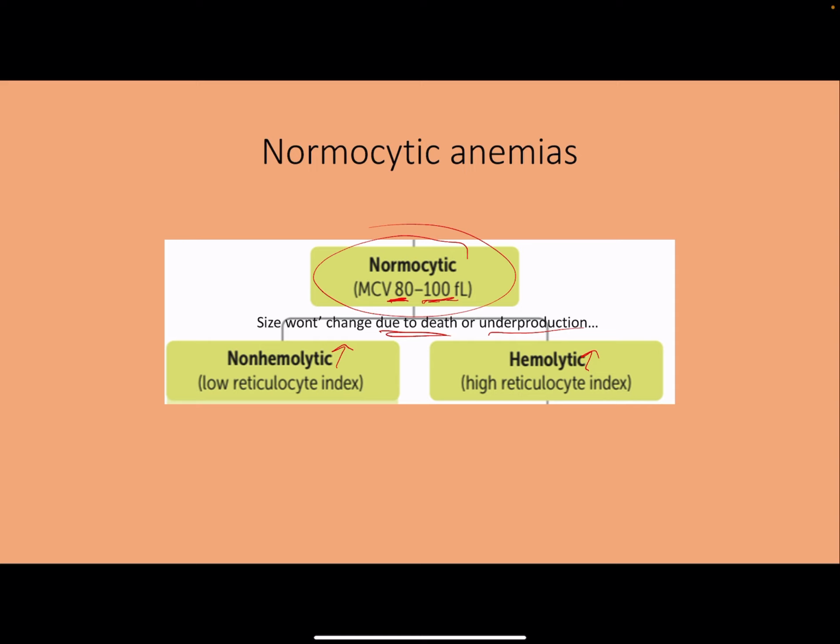So the non-hemolytic, where they're underproduced, you can characterize this with a low reticulocyte count, which we'll talk about. And then the hemolytic would be a high reticulocyte count.